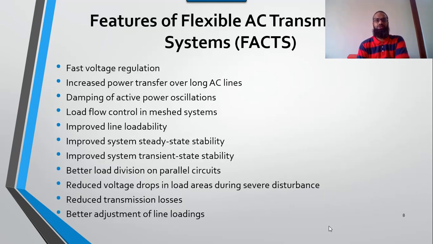So the advantages or the features which the FACTS devices normally offer are: it gives us fast voltage regulation. It increases the power transfer over long AC transmission lines. Similarly, it provides damping of active power oscillation, it also removes that. Similarly, we have load flow control in meshed systems. It also improves line loadability. It improves the steady state stability of the power system. It improves the transient state stability of the power system.